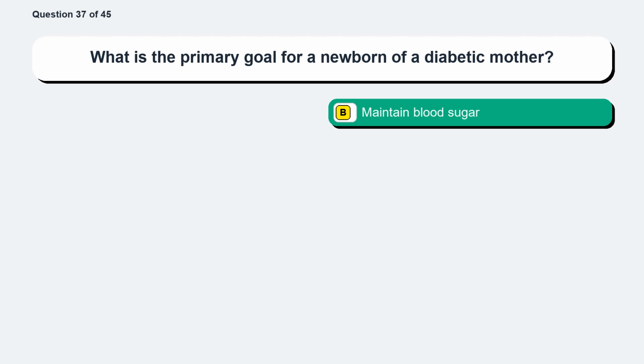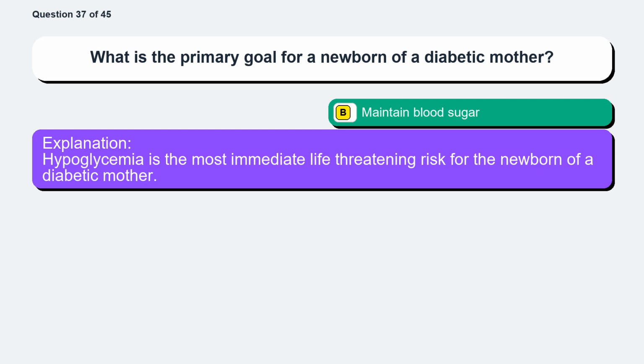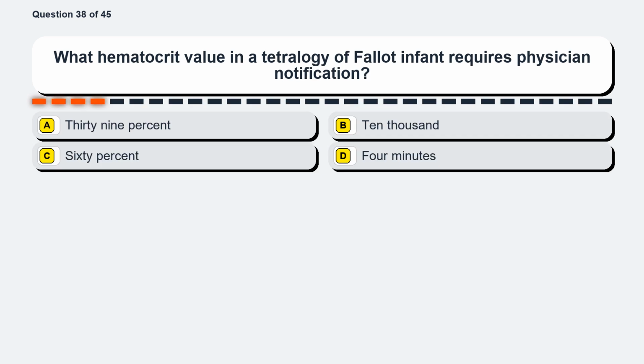The correct answer is option B. Maintain blood sugar. Hypoglycemia is the most immediate life-threatening risk for the newborn of a diabetic mother. Question 38. What hematocrit value in a tetralogy of Fallot infant requires physician notification? Option A, 39%. Option B, 10,000. Option C, 60%. Option D, 4 minutes.